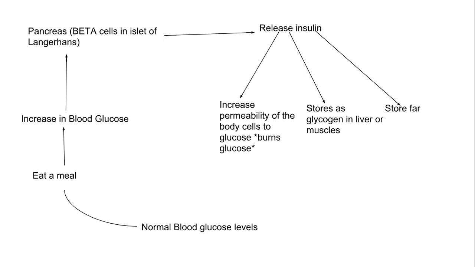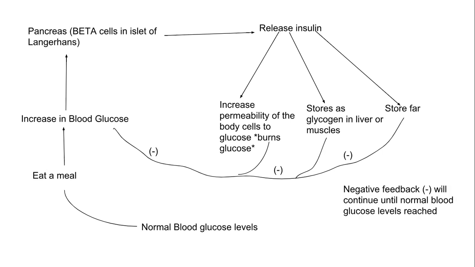If after doing those 3 things, we still have too much glucose in our blood, we create a negative feedback loop where it signals the beta cells again, and this process repeats. Eventually, by doing all 3 of these things, or 1 or 2, the negative feedback will eventually stop. Glucose levels will go back to normal, and we'll be back in homeostasis.